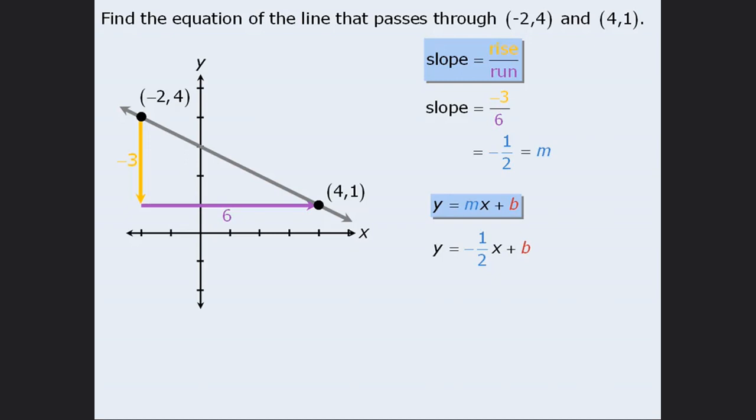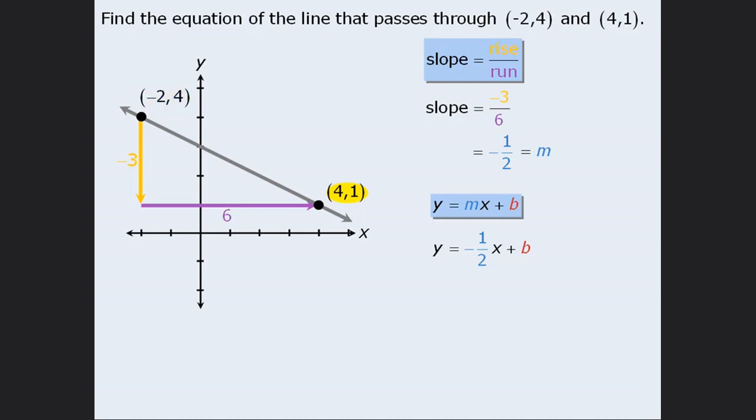At this point, we're half done. All we need to do now is find the value of b, the y-intercept. How do we do this? Well, we happen to have 2 points on the line, and we know that if a point is on the line, its coordinates must satisfy the equation.